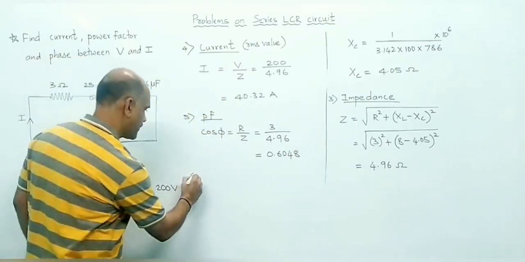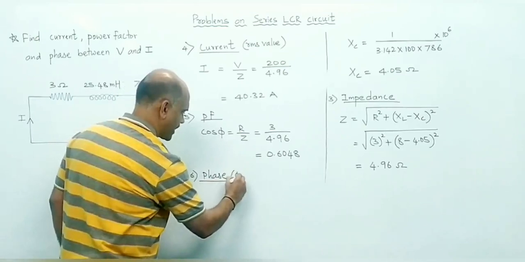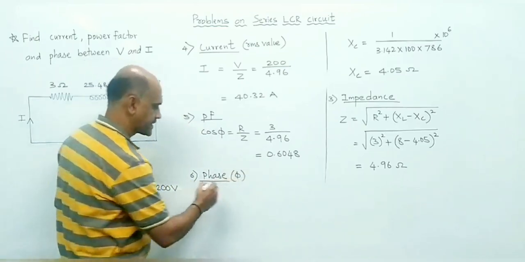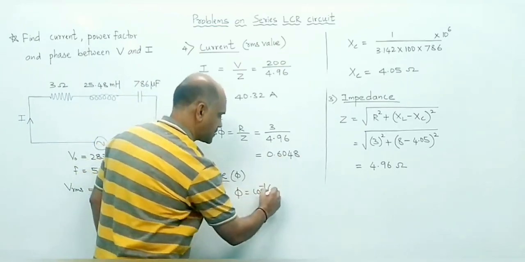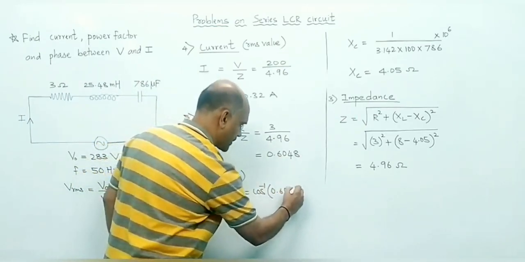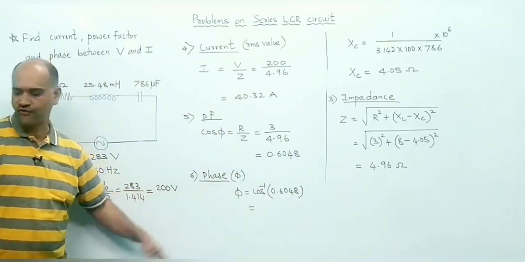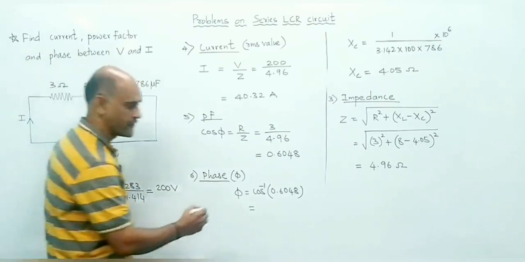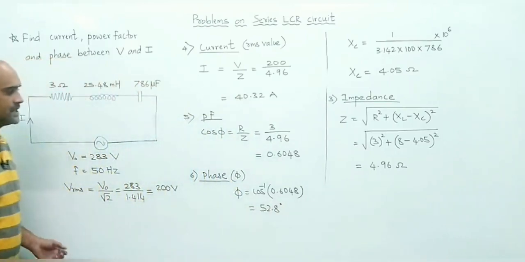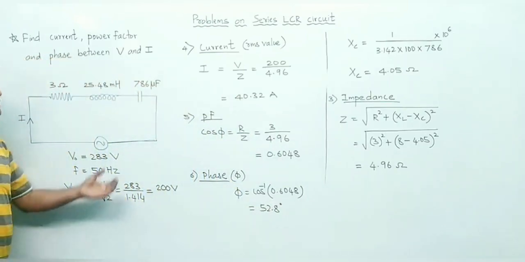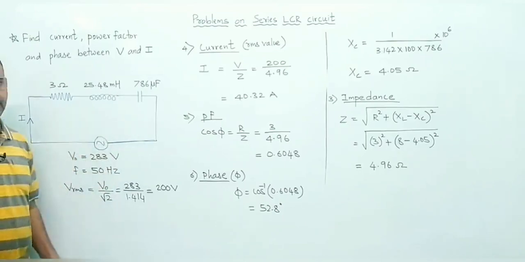Then finally phase, that is you are required to find phi. Phi is equal to cos inverse of 0.6048. Use a trigonometric table and you will get the value of phi, around 52.8. Clear students? You can pause, note down the steps, then we will go for the next.